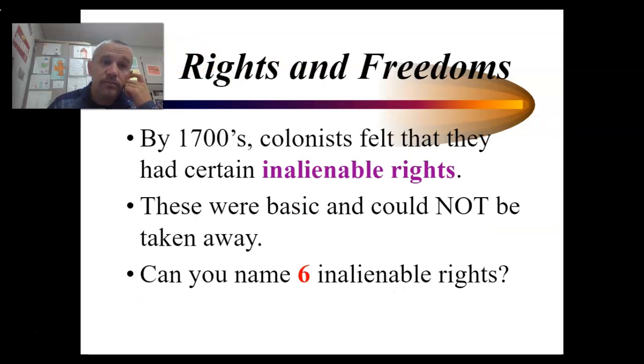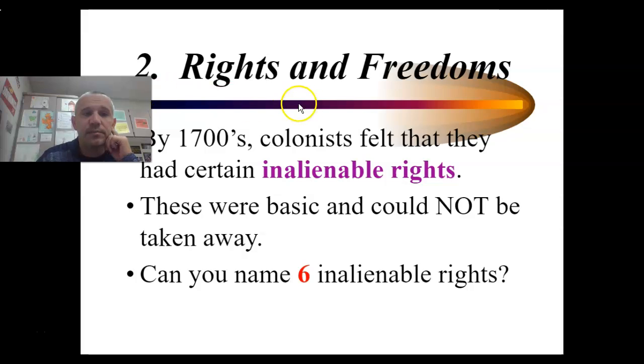Number 2, rights and freedoms. We talked about the term inalienable rights last chapter. These are basic God-given rights that cannot be taken away. Things like freedom of speech, freedom of religion, freedom of the press, trial by jury, participation in government, those types of things.